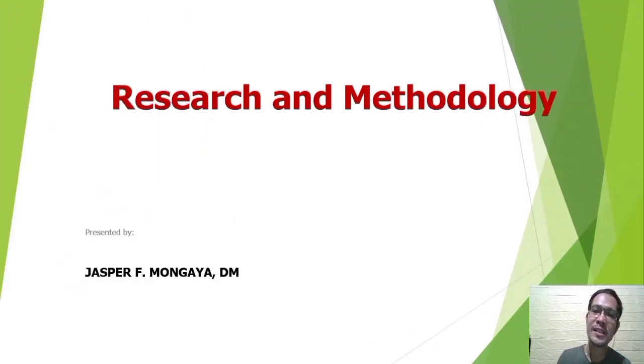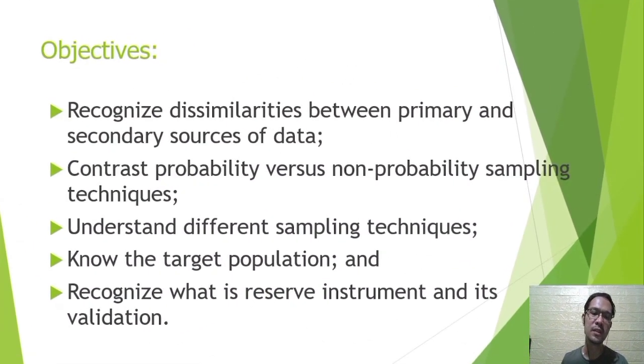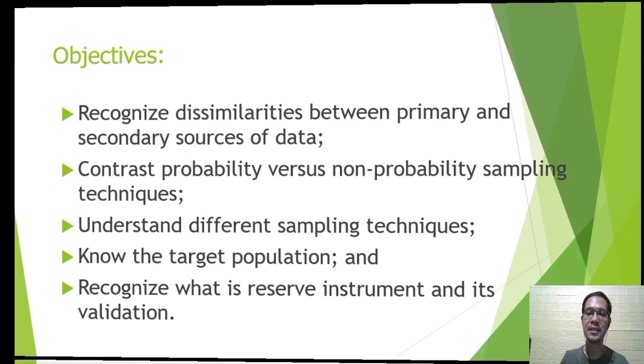Good day. Our topic this morning is research and methodology. Now, the objectives of today's topic include: first, to recognize the similarities between primary and secondary sources of data. Second, to contrast probability versus non-probability sampling techniques. Third, to understand different sampling techniques. Fourth, to know the target population. And the last one is to recognize what is a research instrument and its validation.